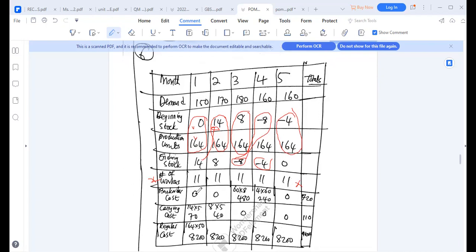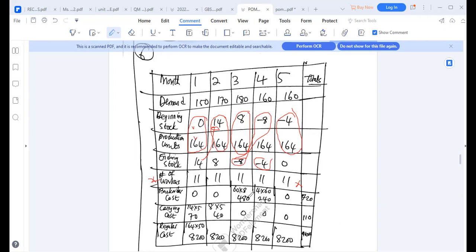So for back order cost, here we don't have any back order or stock out units in months 1 and 2, because we have physical stock. We have a physical stock of 14 units and 8 units. Then getting down to months 3 and 4, this is where we have the problem. We have -8 and -4 here on months 3 and 4. So we have the back orders.